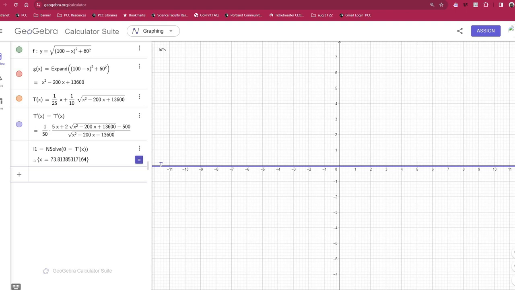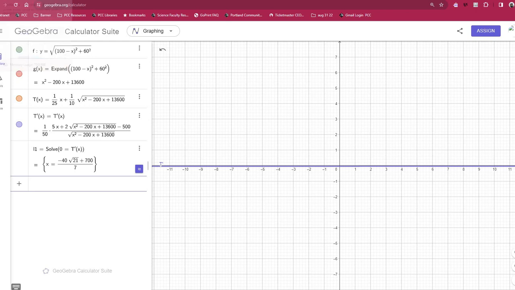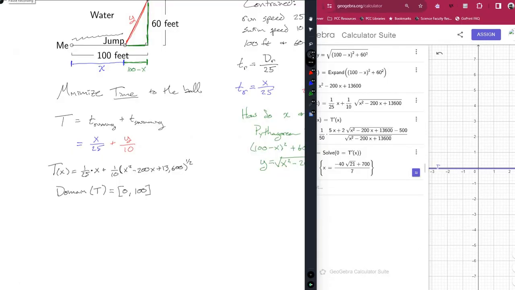Okay, so you can rewind, I'll slow that down one more time. Here we go. So I just typed out solve 0 equals T prime of x, and it spit out that number for me. So let's see if I can get this on my screen with the annotation software. One second. All right, so I've got my stuff over here from GeoGebra that I can see, and let's just go ahead and copy some of this stuff down.